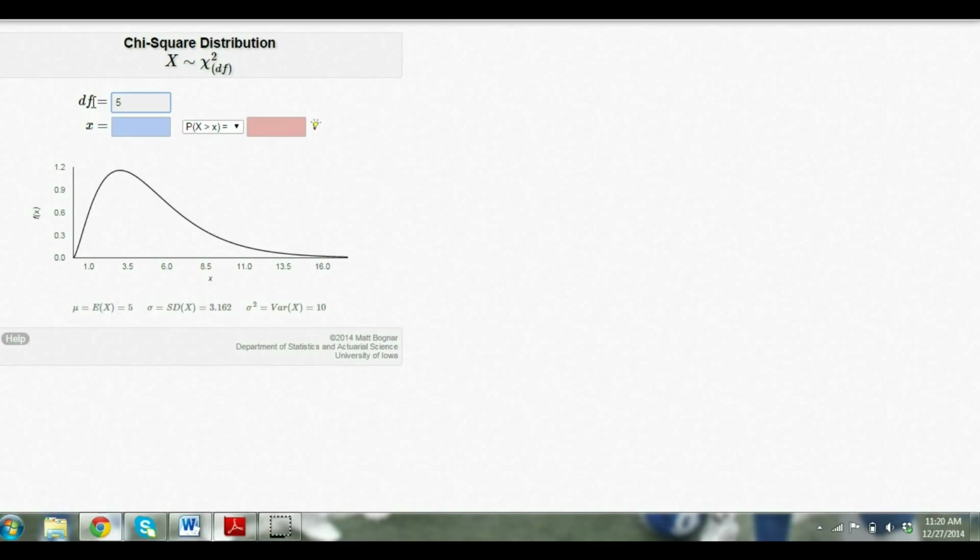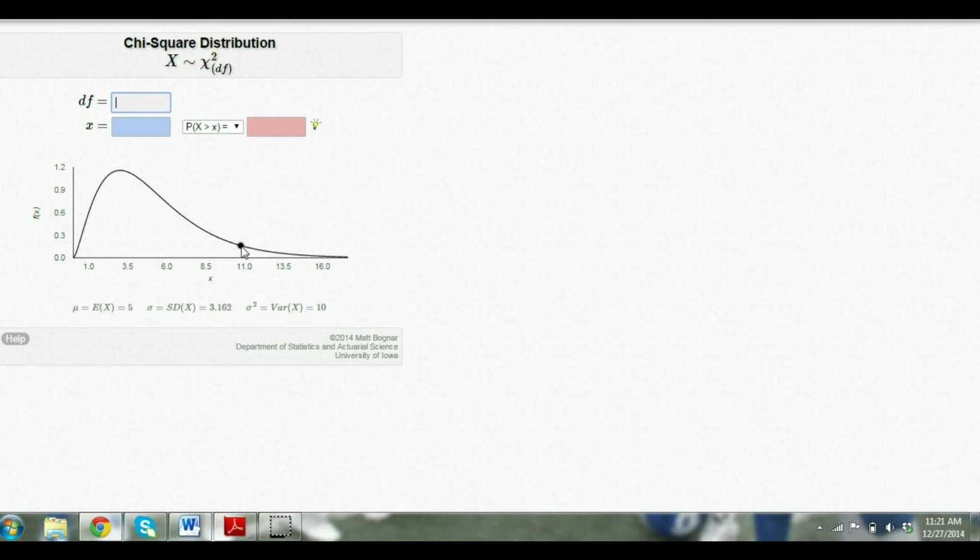However, your p-value is always going to be the area to the right of whatever that chi-squared statistic is. So we would never have a two-tailed chi-squared test. We'd only have a one-tailed test, and it's always to the right. So that's basically how we're going to use this here.